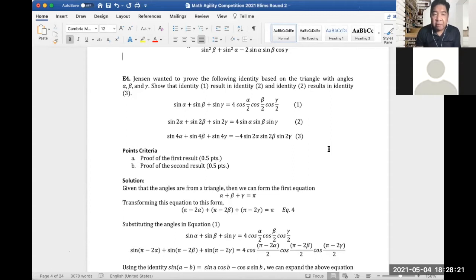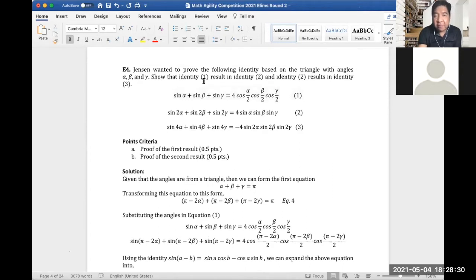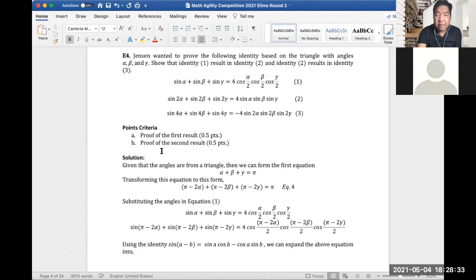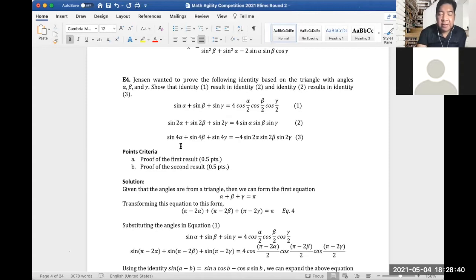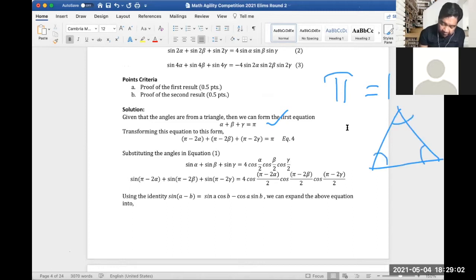So alpha, beta, and gamma are part of a triangle, right? That's a given. So the required is proof of the first result, which is identity 1 resulting in identity 2. And then the second requirement is to prove the second result, which is identity 2 resulting in identity 3. Given that the angles are from a triangle, we can form the first equation as alpha plus beta plus gamma is equal to pi, right? Because pi is equal to 180 degrees. And if you have a triangle, the sum of alpha, beta, and gamma would be 180 degrees, right?